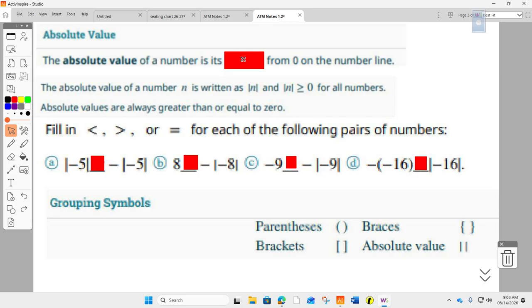So opposites have the same absolute value, because the absolute value of a number is its what from 0 on the number line? Anybody remember? Noah, you remember what the absolute value is? Distance. Perfect. And so absolute values are always greater than or equal to 0, right? Because distance can't be negative. When we measure something, it's always a positive number.